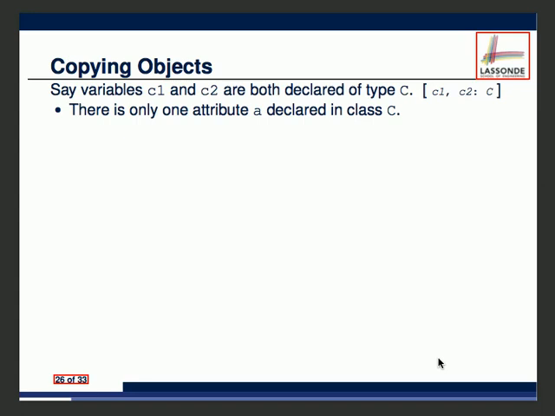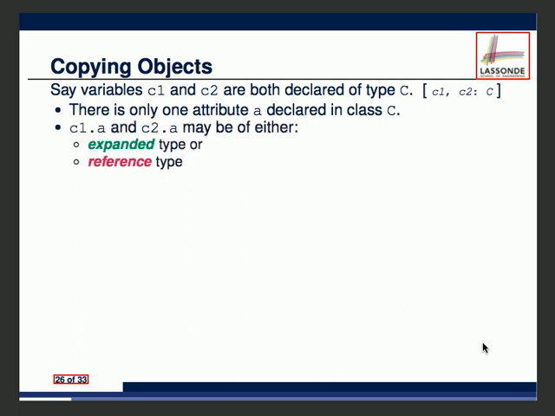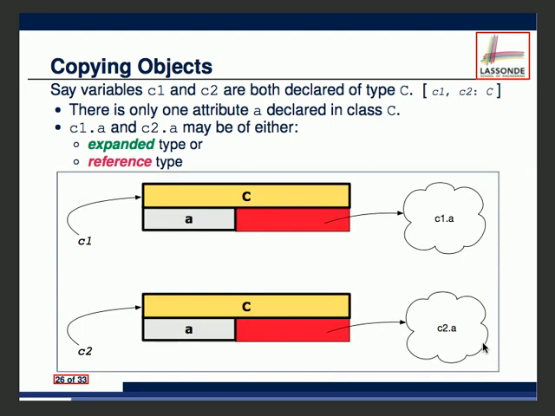Okay. So now, let's say we got 2 objects, C1 and C2. So there are 2 variables. They are of the same type C. You can have a declaration like that, C1 and C2 of type C. And let's say there's only one attribute of the class C called A, only one. So now, for C1.A or C2.A, remember what we have learned, there are 2 kinds of types in Eiffel. You can be either reference type or expanded type. When you talk about reference type, you talk about addresses for the objects. For expanded type, there's no address, just the object itself. So we have to take this into consideration.